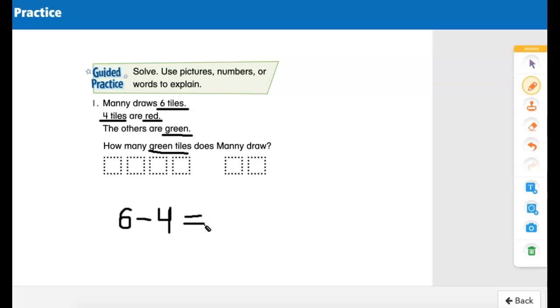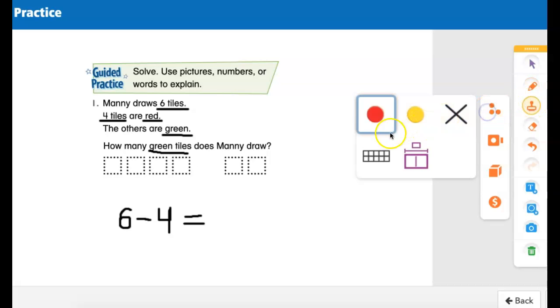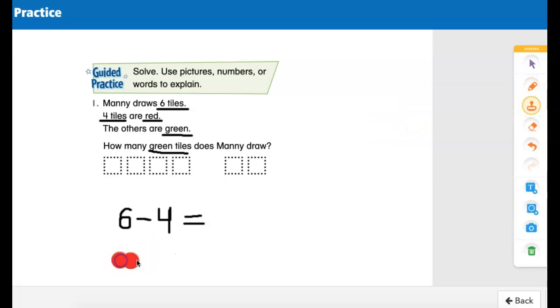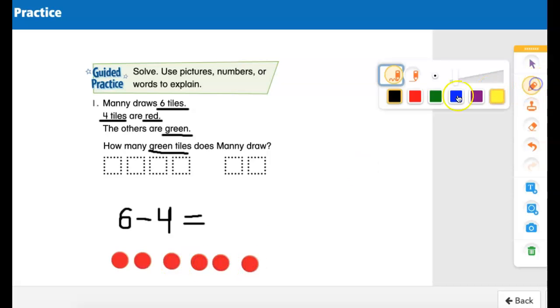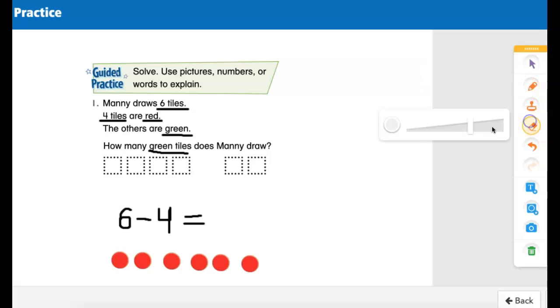Does anybody know what 6 minus 4 is? We can hold up 6 fingers and put 4 fingers down. Some of you might know it in your head. 6 minus 4. Miss Collier can also show you. So if I have 1, 2, 3, 4, 5, 6, I need to take 2 of these away. Oh, I'm sorry, I need to take 4 of them away because I'm subtracting 4.